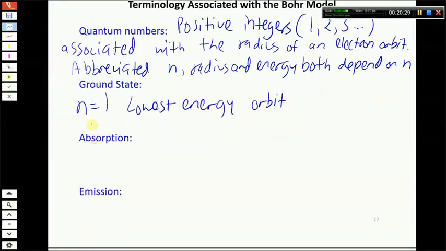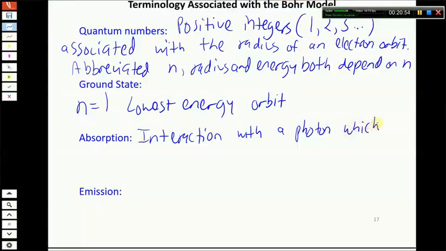So absorption and emission, then, we said those terms on the last slide. What do we mean by that? Absorption is where the atom interacts with the photon. The photon transfers its energy to the atom, and because the atom now has excess energy, it causes the electron to move to a higher energy orbit.